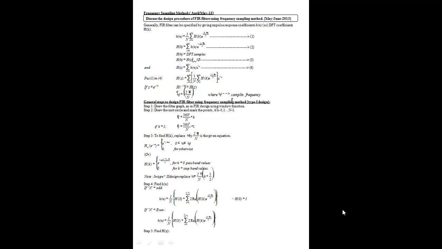Okay. So let me discuss how we can design an FIR filter using the frequency sampling method in the next class. Thank you all.